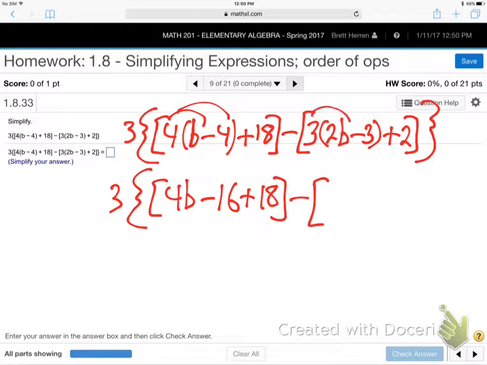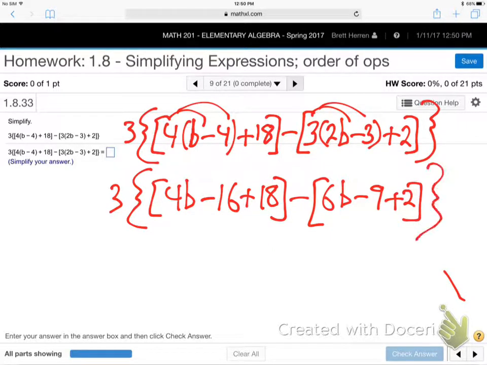And over here, I'm going to let the parenthesis wall drop. It's going to be what? 6b minus 9? We good to there? Good so far?